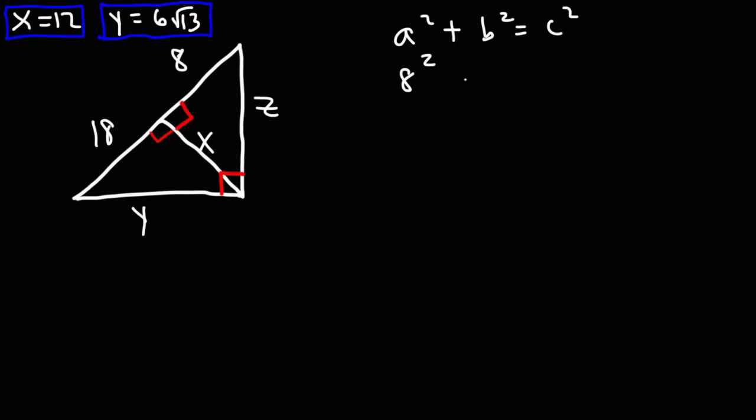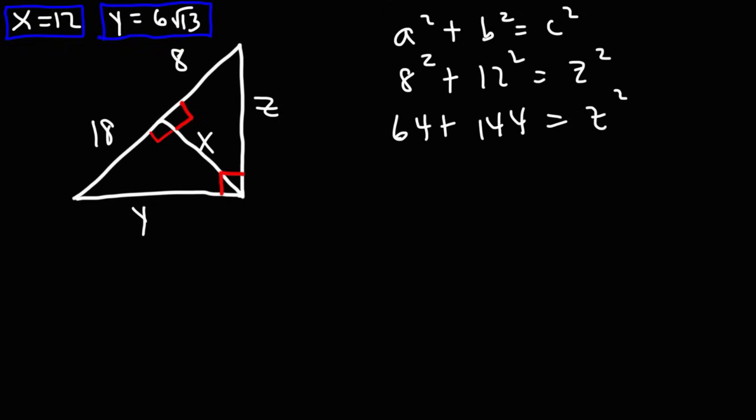Let's make a equal to 8. B is going to be x, which x is 12. And c is z. So 8 squared is 64, 12 squared is 144. And 64 plus 144, that's 208. So now we got to take the square root of both sides.